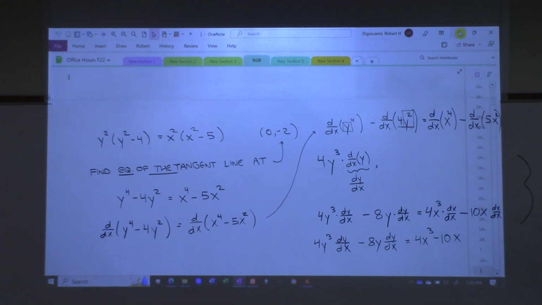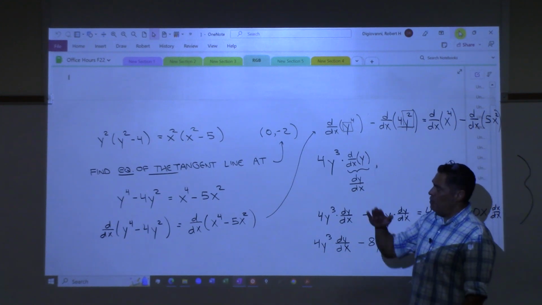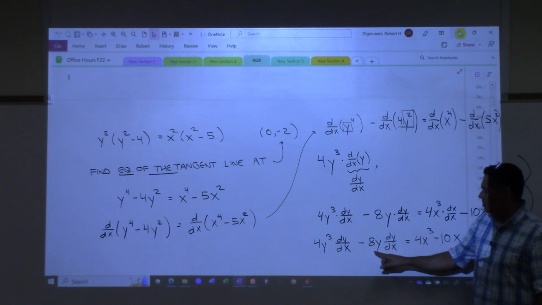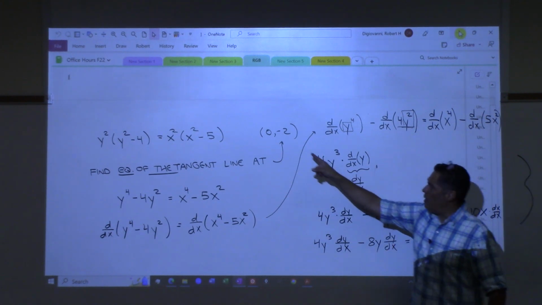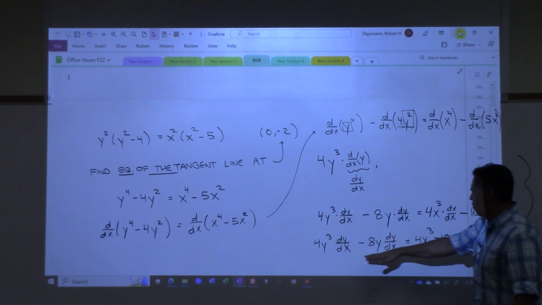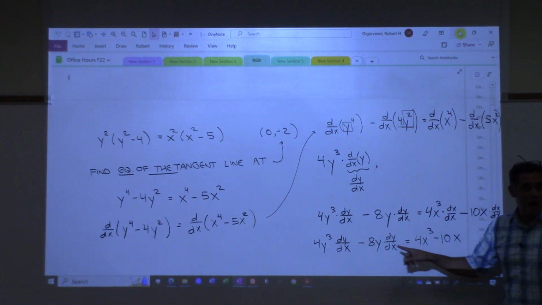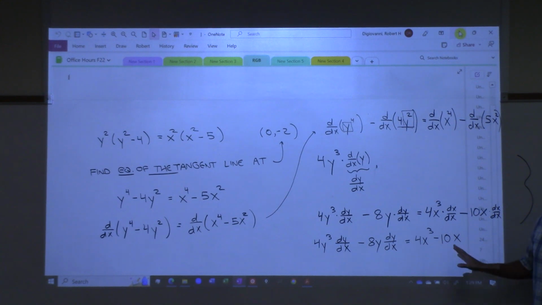Now, fortunately on this problem, I'm asked for the slope of the tangent line. So to find the slope of the tangent line, I just need to know what dy/dx is, but I need to know it at this point. So that means I can take this equation and replace x with 0 and y with negative 2, right? I could do that right now. I'll let you do that on your own if you want.